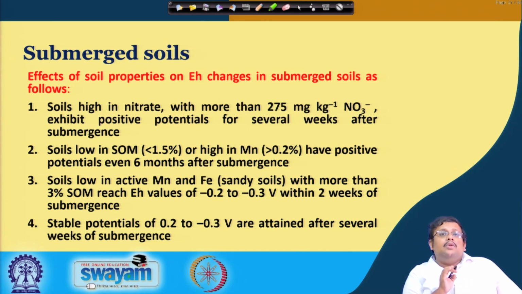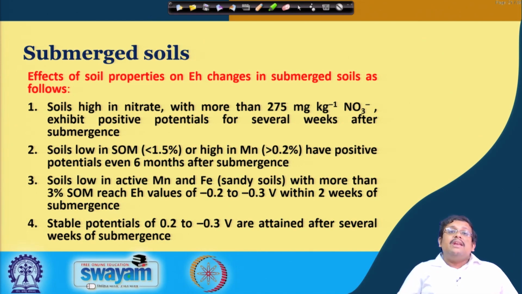And soil low in soil organic matter, that is less than 1.5%, or high in manganese, which is greater than 0.2%, will have positive potential even 6 months after submergence, because for soils with a low amount of soil organic matter, the organic matter being a reducing agent, they have higher redox potential characteristics of an oxidized condition.